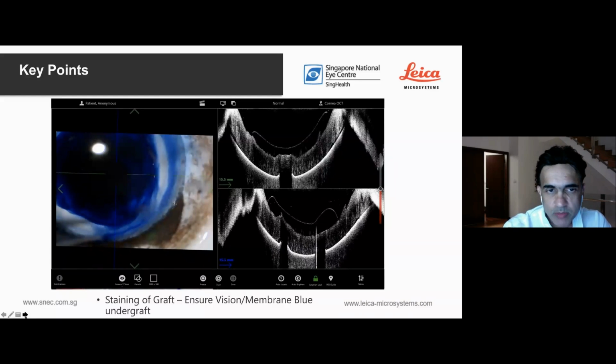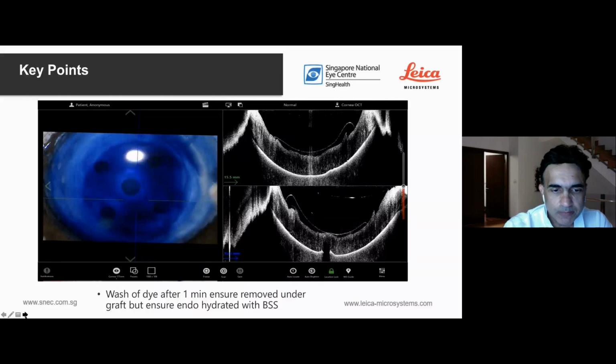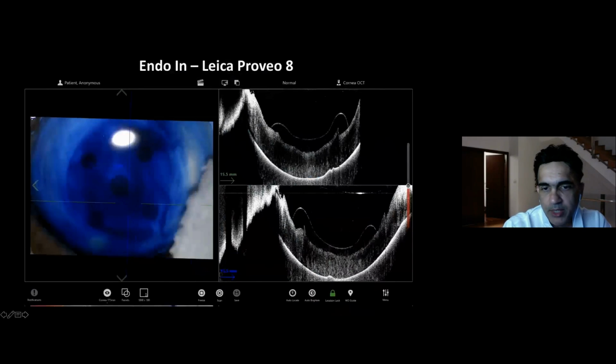And typically we use this for a minute for incubation. After that, we wash out the dye. So again, you can see the fluid level rising over here. So we washed out the dye, and you can see there's a collapse of fluid underneath the graft. Okay, so all that fluid is gone now from underneath the DMEK tissue, and we washed out the surface itself to make sure the surface is hydrated, because I want to wash the blue dye away after 1 minute. And now we're going to put the graft inside the eye.